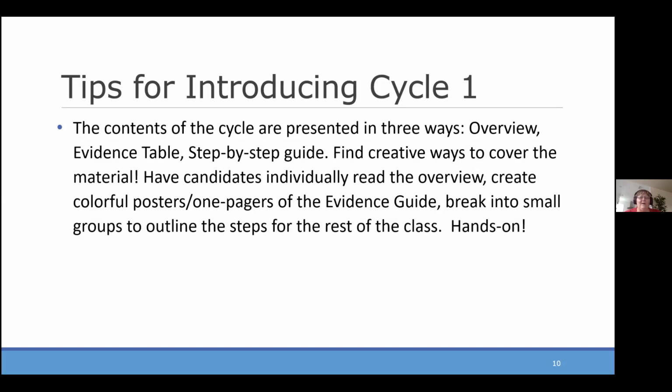So find creative ways to cover the material. Have the candidates read individually for the overview. Maybe make them create a colorful poster for the evidence guide. Break out into small groups to outline the steps for everyone else who is in your chat. Just provide something hands-on so they get used to what is in the cycle. And for additional tips, on the next slide.